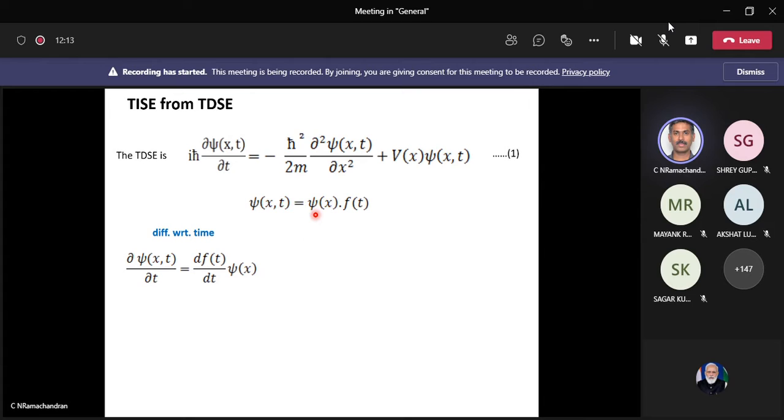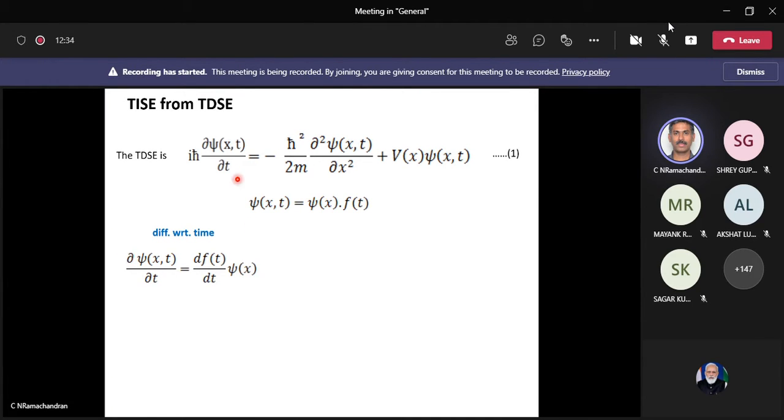But you know that psi of x is a function of x alone. So when d by dt acts on this product function, one factor is a constant for that. In principle you can take it outside, irrespective of whether you are multiplying with the first or second, it doesn't matter. This is a constant for that.